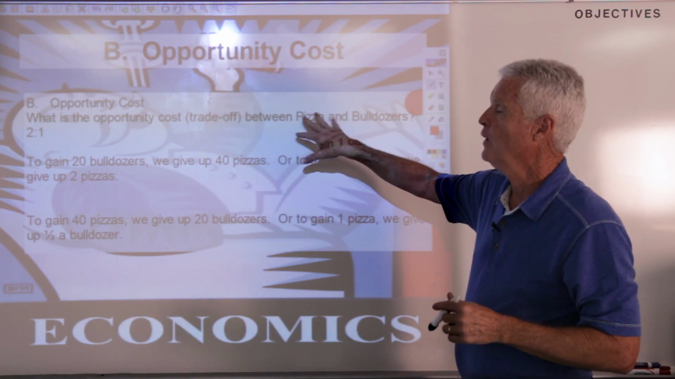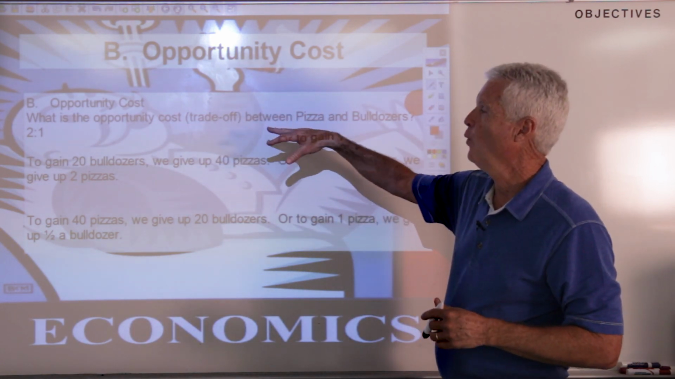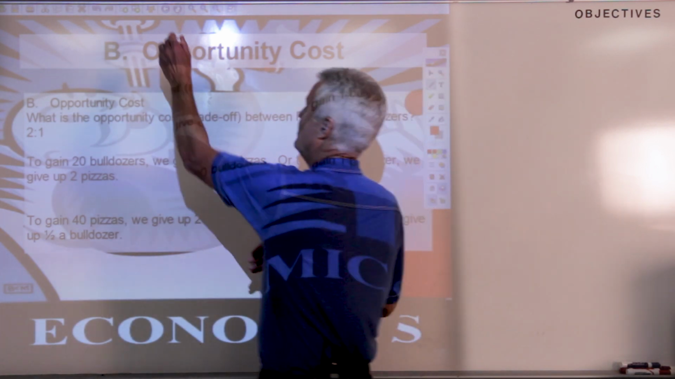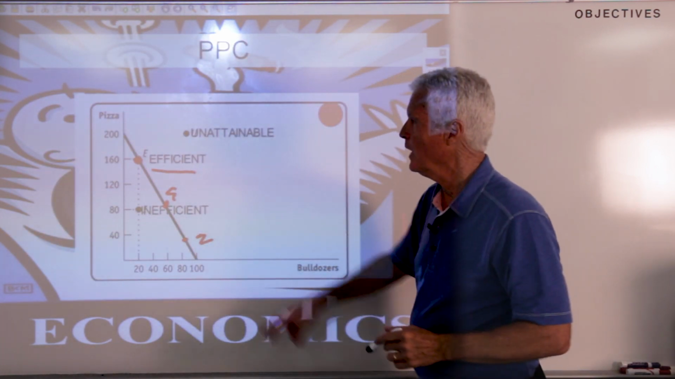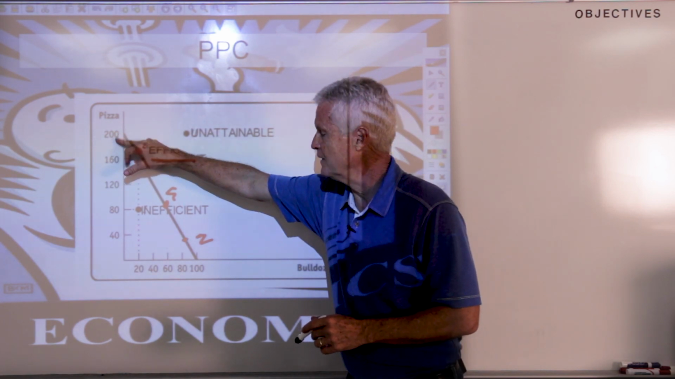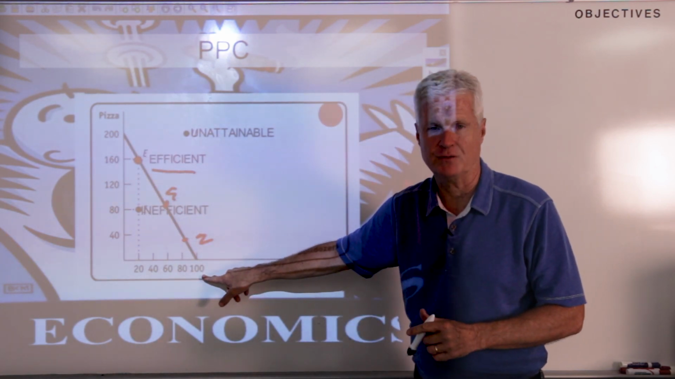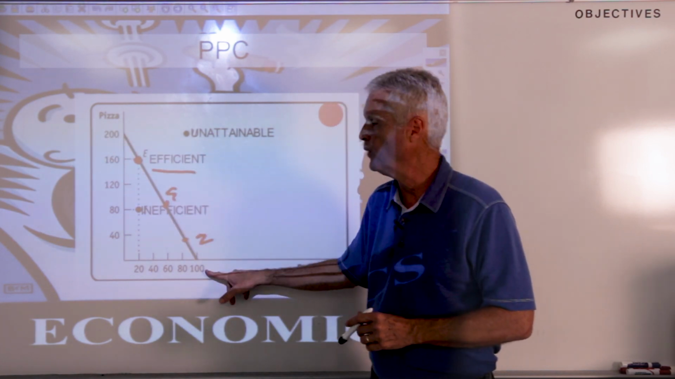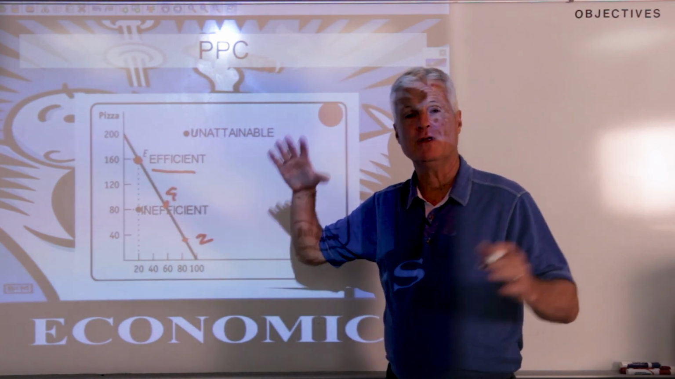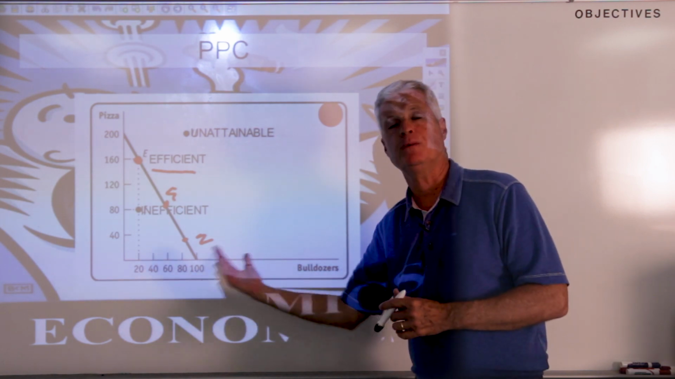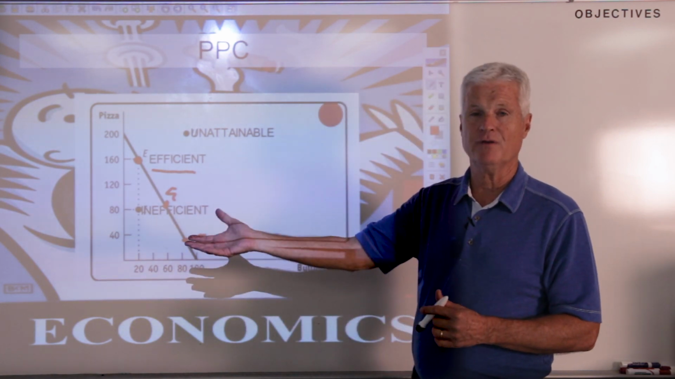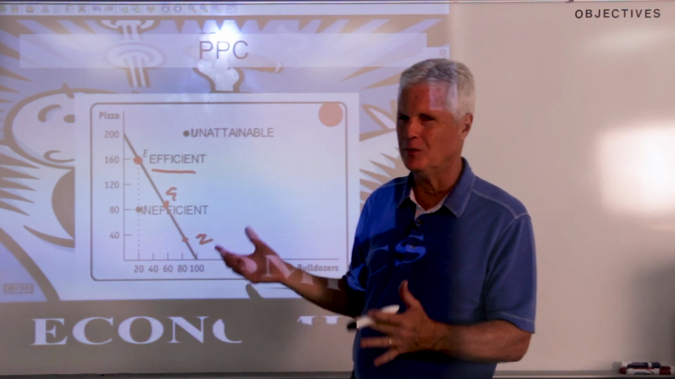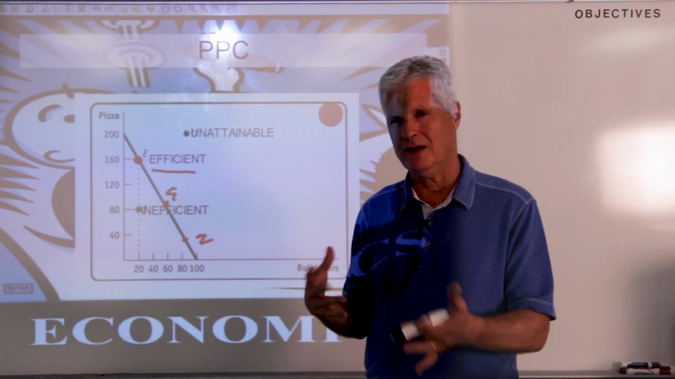Okay, now, opportunity cost. What is our trade-off between pizzas and bulldozers? If we look back here, I can have 2 pizzas for every 1 bulldozer. So the trade-off's 2 to 1. 2 pizzas for 1 bulldozer. And so as I look at opportunity cost, every time I want to make another bulldozer, I have to give up another pizza.